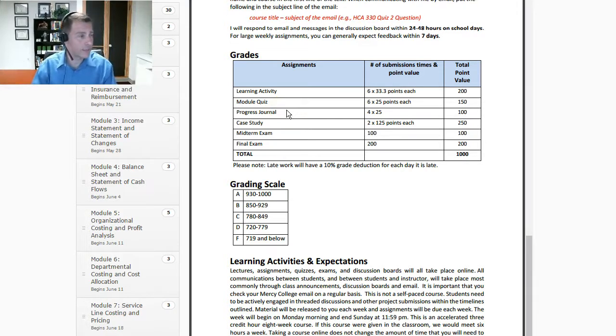So look for those every week. Might have a little bit of mix where maybe you're writing a small essay type paper, and then some weeks you might be actually doing problems. But those will be our learning activities. Basically, fancy word for homework. That's your homework. Module quizzes, I mentioned we're going to have a quiz every week.